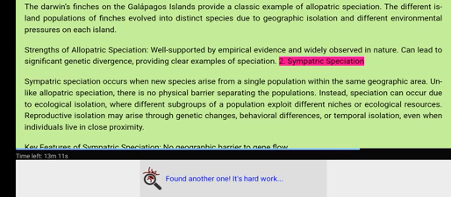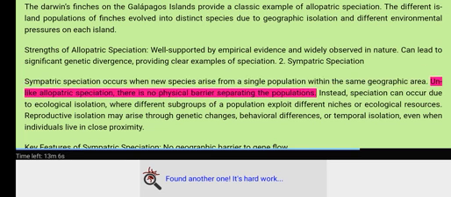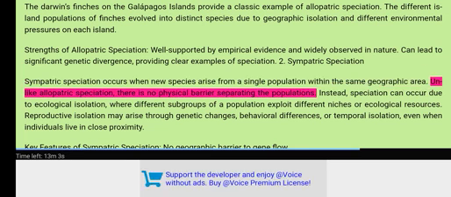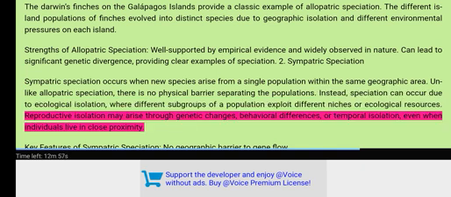2. Sympatric speciation. Sympatric speciation occurs when new species arise from a single population within the same geographic area. Unlike allopatric speciation, there is no physical barrier separating the populations. Instead, speciation can occur due to ecological isolation, where different subgroups of a population exploit different niches or ecological resources. Reproductive isolation may arise through genetic changes, behavioral differences, or temporal isolation, even when individuals live in close proximity.